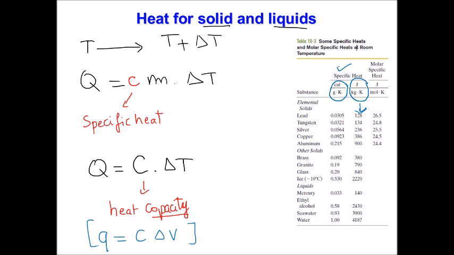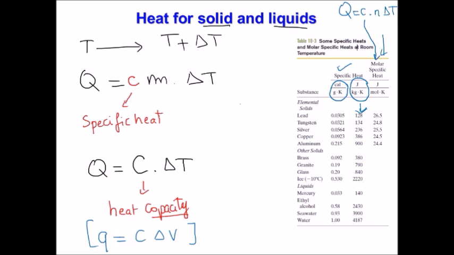And there is a last column, the molar specific heat. We will not talk about it a lot in this chapter. The molar specific heat is basically when we express the heat as C times n times delta T, where n is the number of moles. So if I use, instead of mass, the number of moles, I talk about molar specific heat. We use it more for gas, basically.